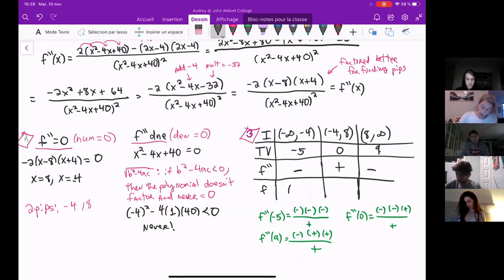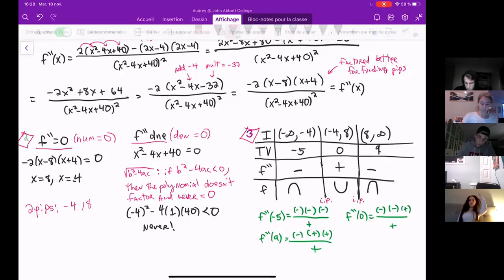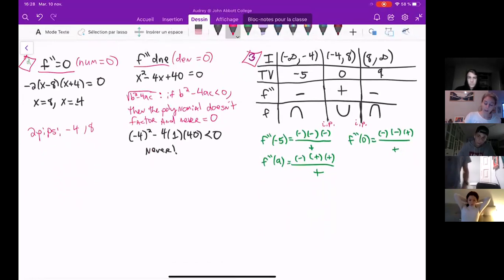And then we know that negative is sad and positive is happy. Does this thing have any inflection points? Yeah. 2 of them. Where are they? What x values? -4 and 8. And so those are the values. Those were my PIPs. They're no longer PIPs. They are now actual inflection points. So I'm going to write IP down there. And then that was our 4th step, that conclusion that we made.